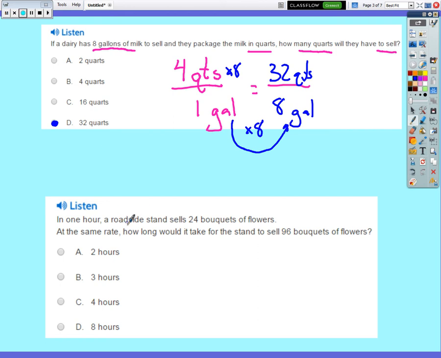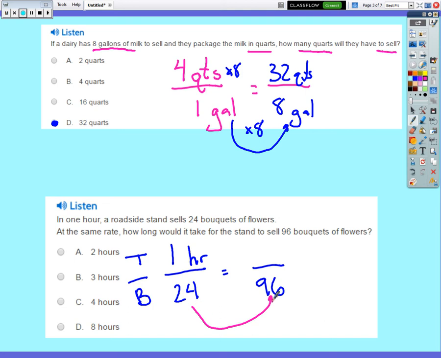In 1 hour, Roadside Stand sells 24 bouquets of flowers. At the same rate, how long would it take for the stand to sell 96 bouquets of flowers? Again, I'm thinking 1 hour equals 24 bouquets. I have time up on top, bouquets on the bottom. Now I have 96. Well, I have to ask myself, what did I multiply 24 by to get 96?